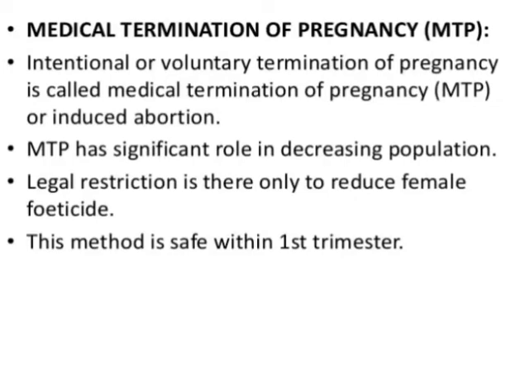Intentional or voluntary termination of pregnancy is called medical termination of pregnancy or induced abortion. MTP is mainly meant to get rid of unwanted pregnancy, either due to casual unprotected intercourse or failure of the contraceptive used during coitus. It has a significant role in decreasing population. That means if someone wants to reduce the population, medical termination of pregnancy is a useful method.